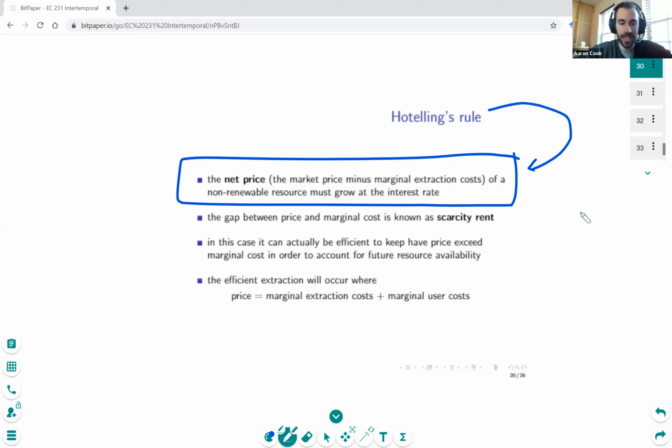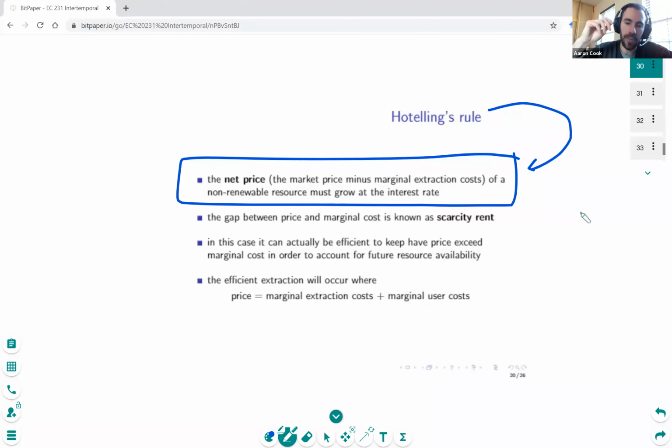And also maximize the returns to society in doing so, because society doesn't want all the resource to be used up in the first period. They would prefer that some of the resource would remain in the second period. And the behavior of individual sellers of this resource, under idealized conditions, does lead to that same outcome. And that's what Hotelling's rule would predict.